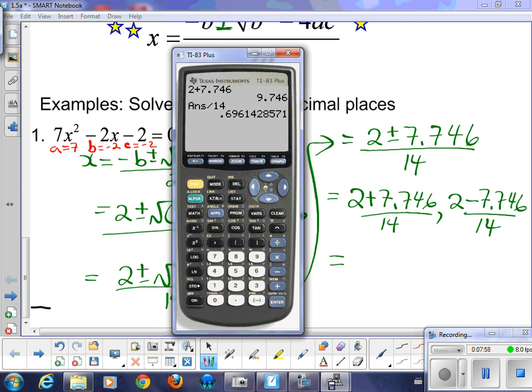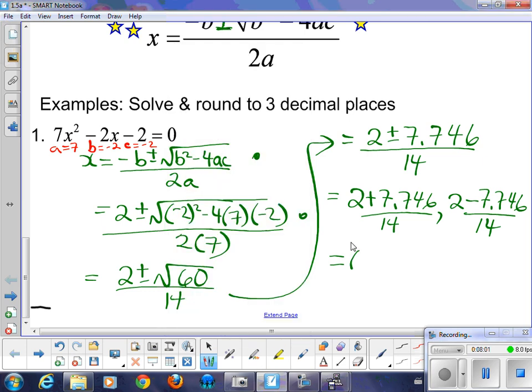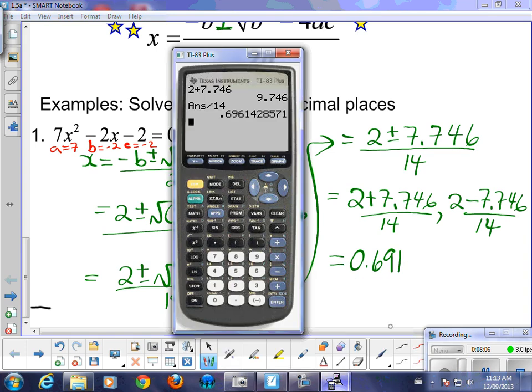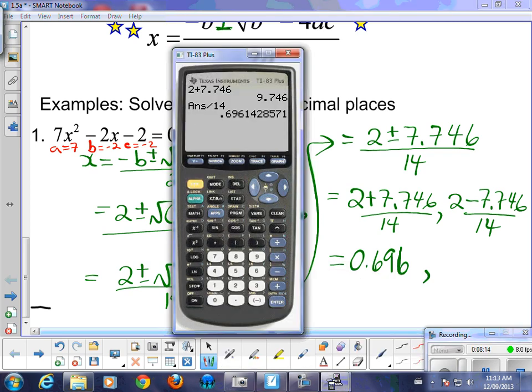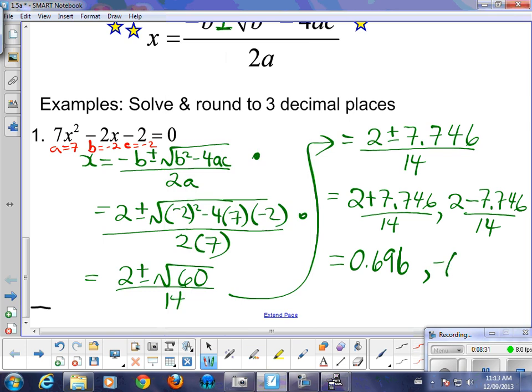So if I round it to 3 decimal places, it says 0.696. I didn't copy that round right. And the second one, when I take it and do it, so I have 2 minus 7.746 divided by 14. So notice this is a negative value, negative 0.410. All right, so I have solved it to 3 decimal places.